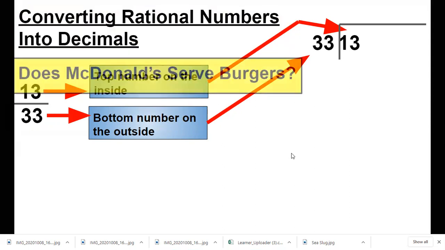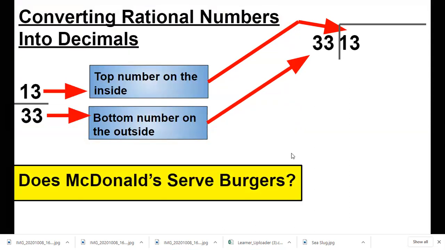Does McDonald's serve burgers? Divide, multiply, subtract, bring down. Repeat if we need to. Anyways, so we can't take 33 into 13 because 13 is too small.